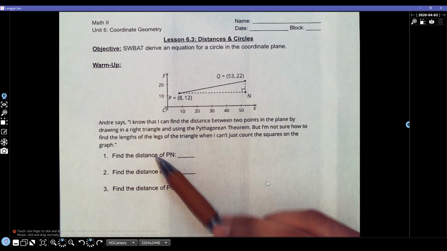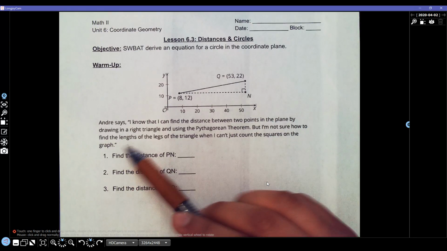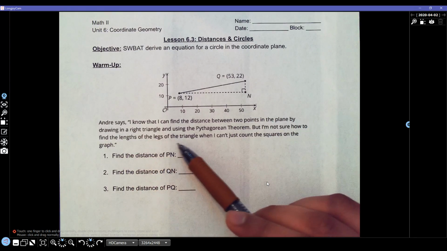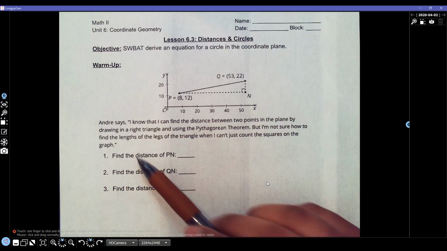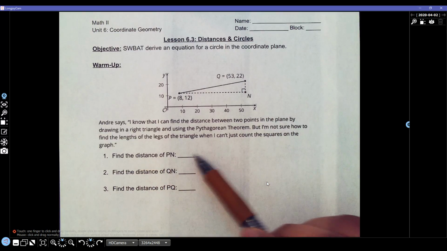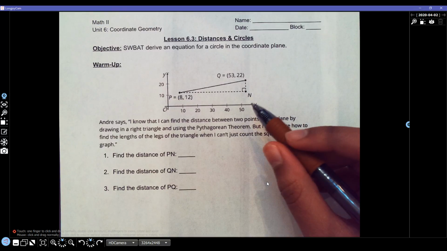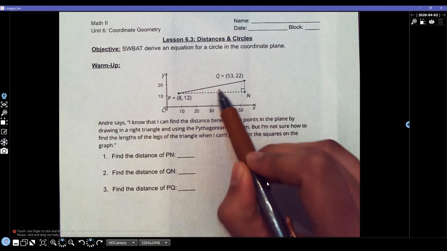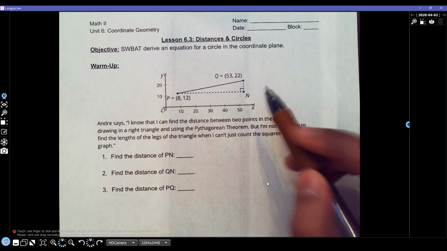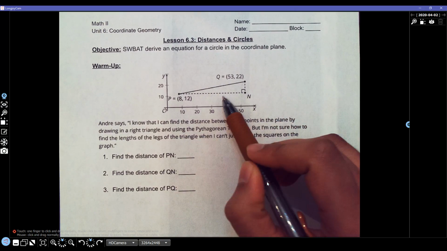Andre says, I know that I can find the distance between 2 points in the plane by drawing in a right triangle and using the Pythagorean theorem. But I'm not sure how to find the lengths of the legs of the triangle when I can't just count the squares on the graph. So if you remember earlier last week, we found the distance between 2 points using the Pythagorean theorem by creating a right triangle. However, we don't really have a grid here, so we can't count squares.